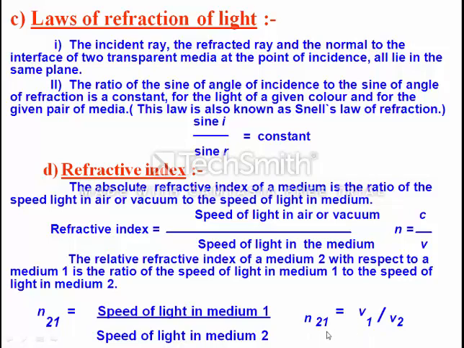Okay. So there is one principle also known as the principle of reversibility. According to that, what happens? If we multiply n21 into n12, then the output will be 1.